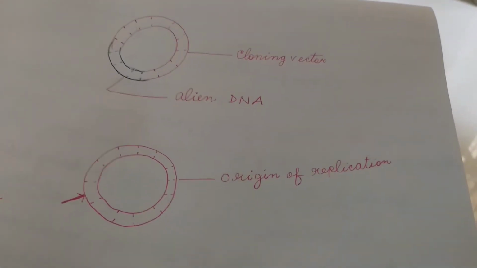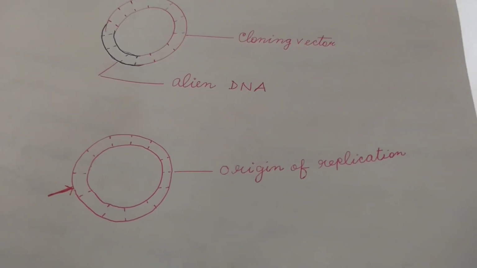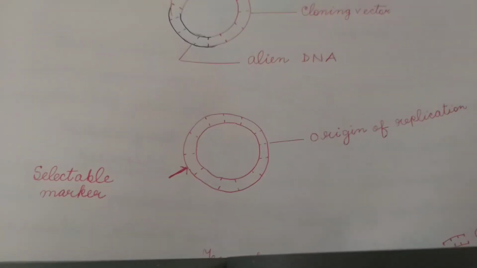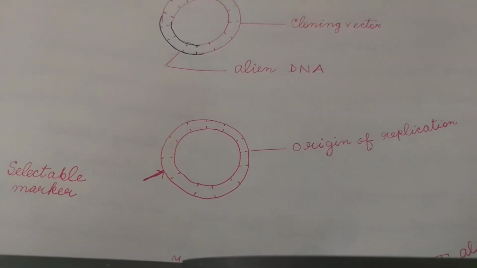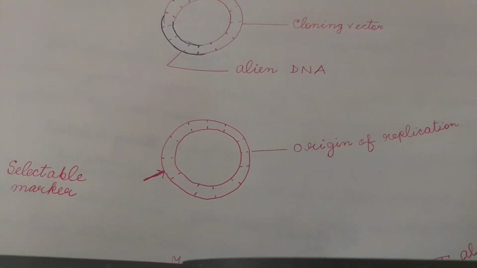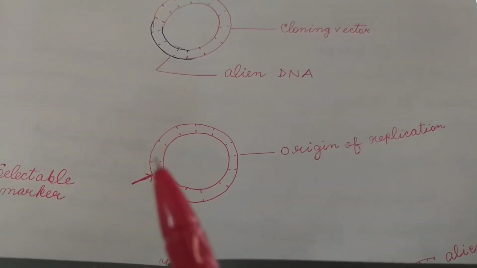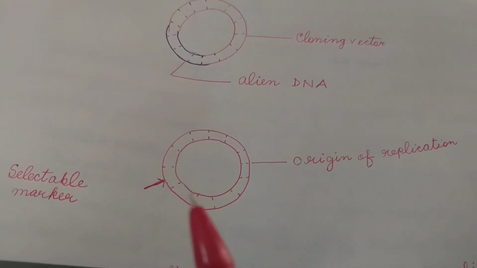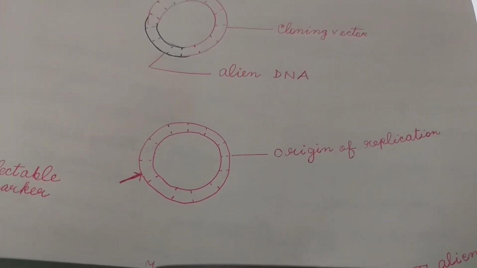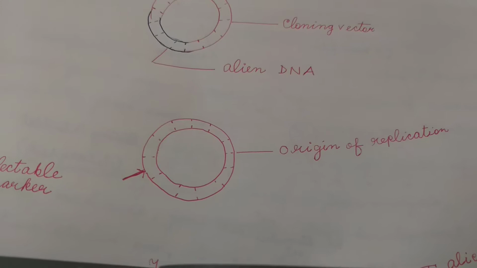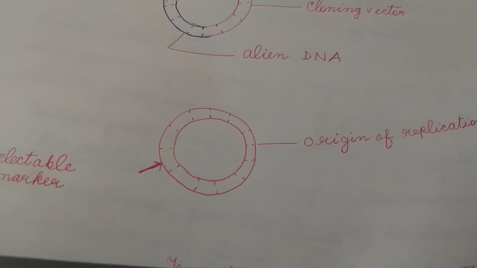Now, number 2. Another important feature which is required to facilitate cloning into a vector: selectable marker. In addition to origin of replication, the cloning vector should have a selectable marker. Selectable marker is a specific gene. It is a specific sequence of nitrogen bases which confers resistance to antibiotics. It is an antibiotic resistance gene.